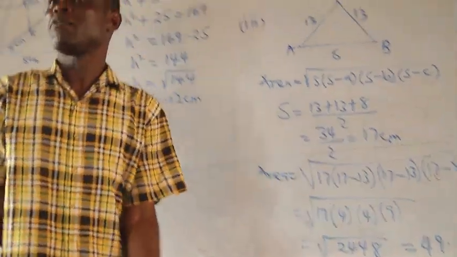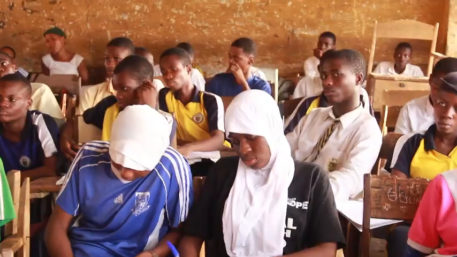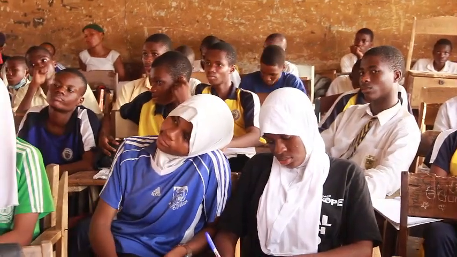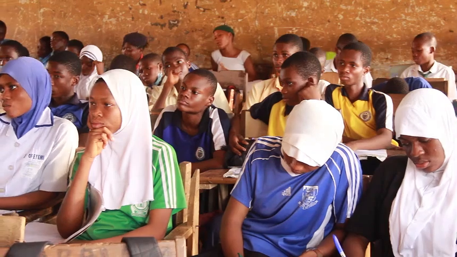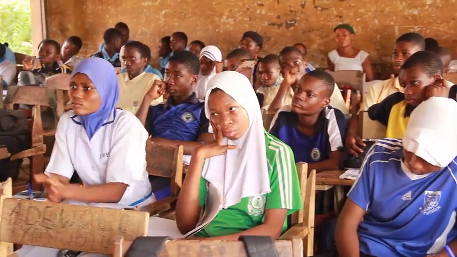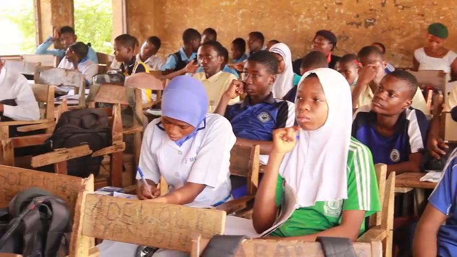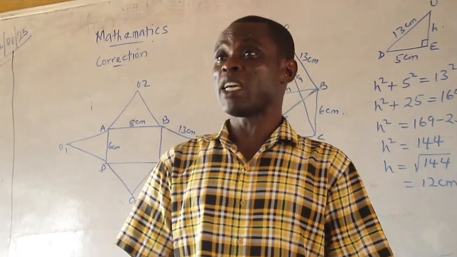Please, do we have degree of accuracy in that question? No. Okay, let's approximate this to 2 decimal places. 49.48 centimeter square. So that is the area of the triangle. Please, you are not going to multiply this one by 4 because the question is to just find area of AOB.